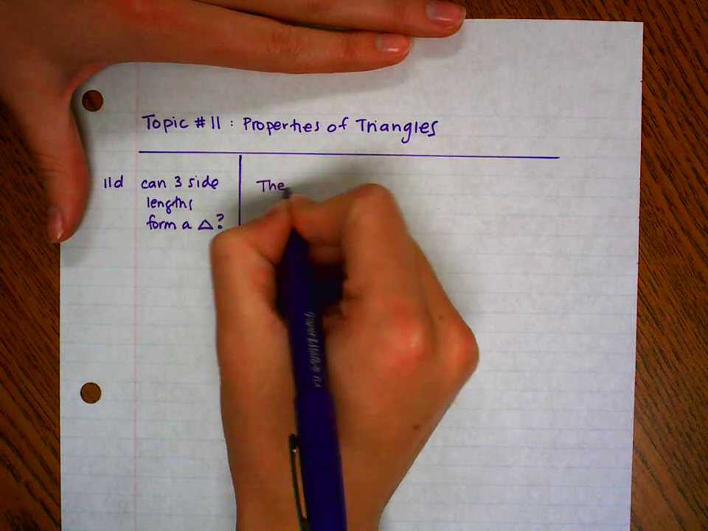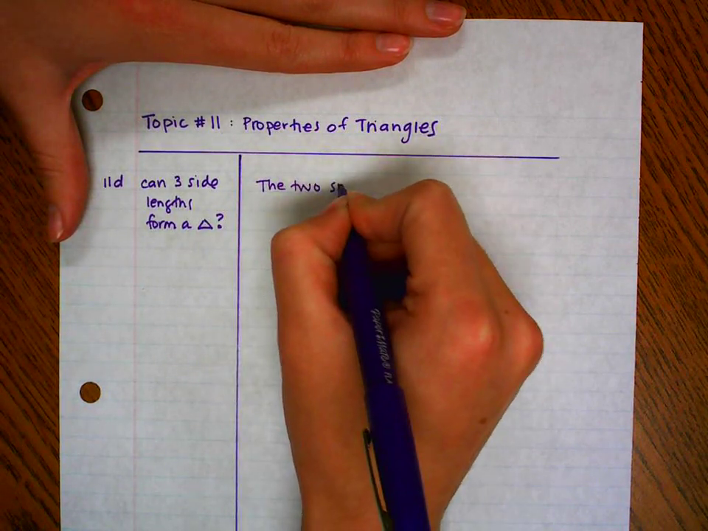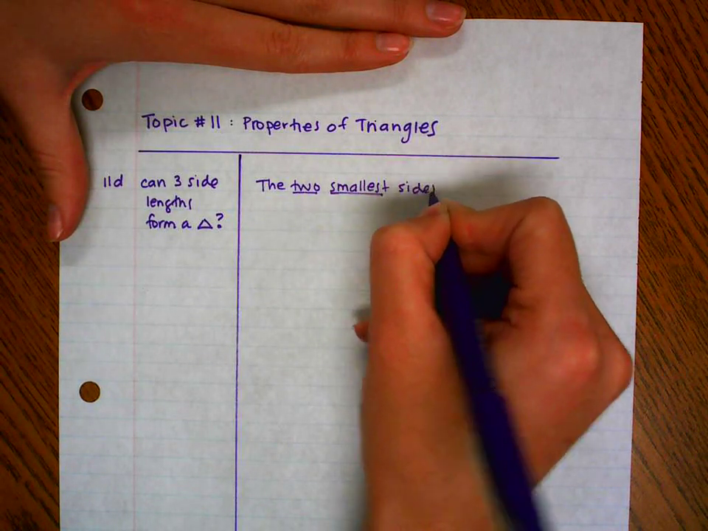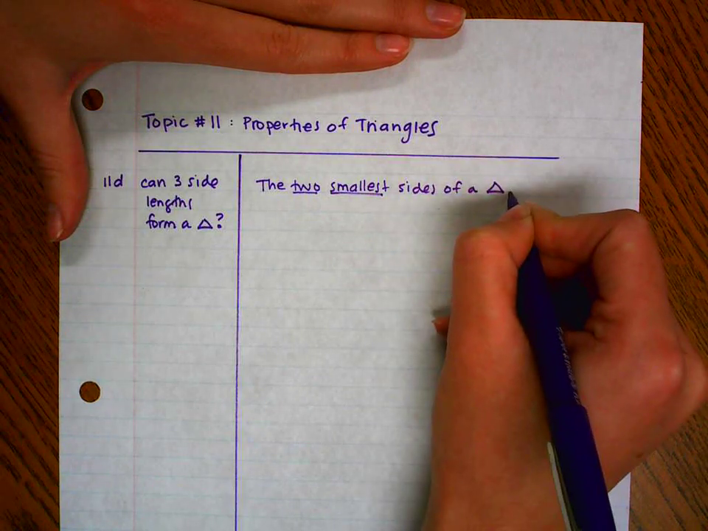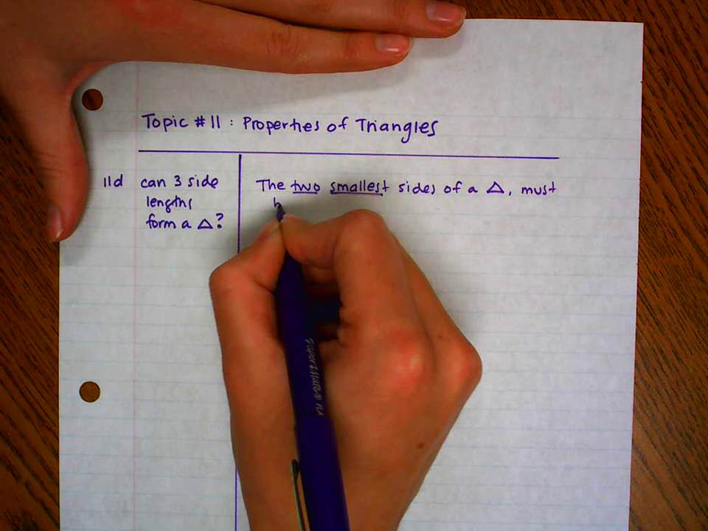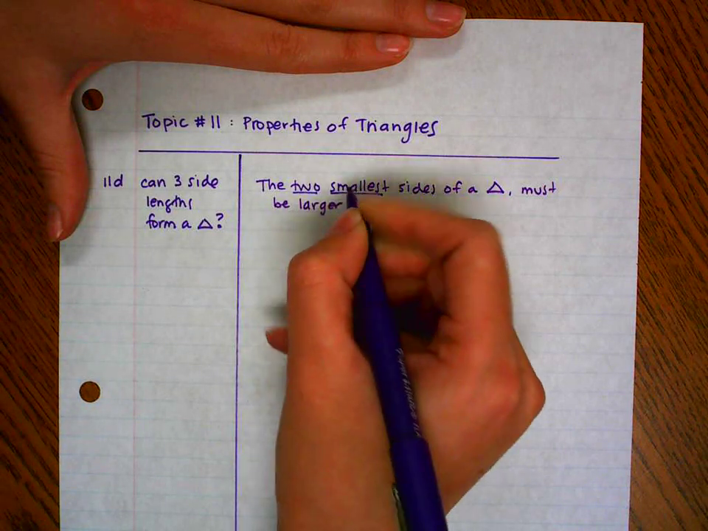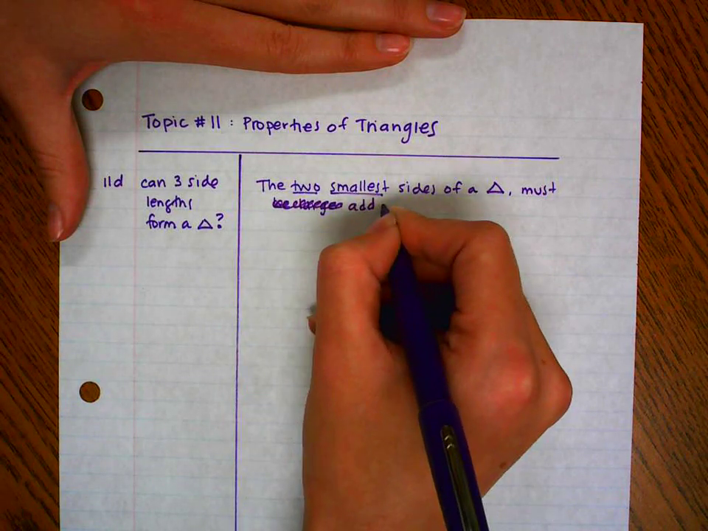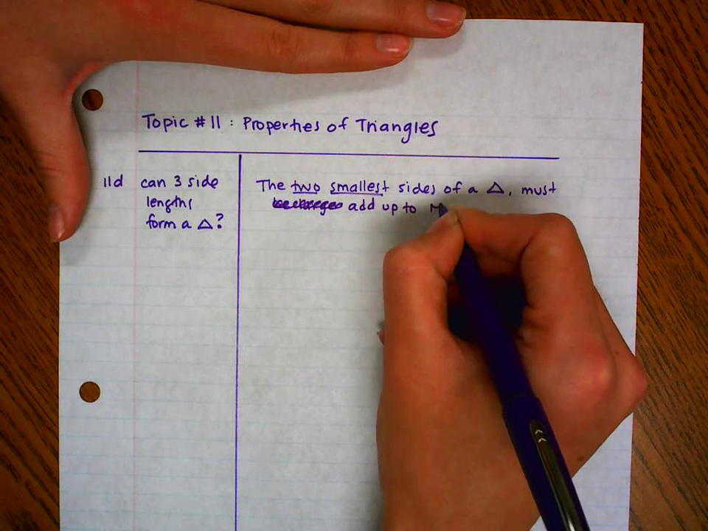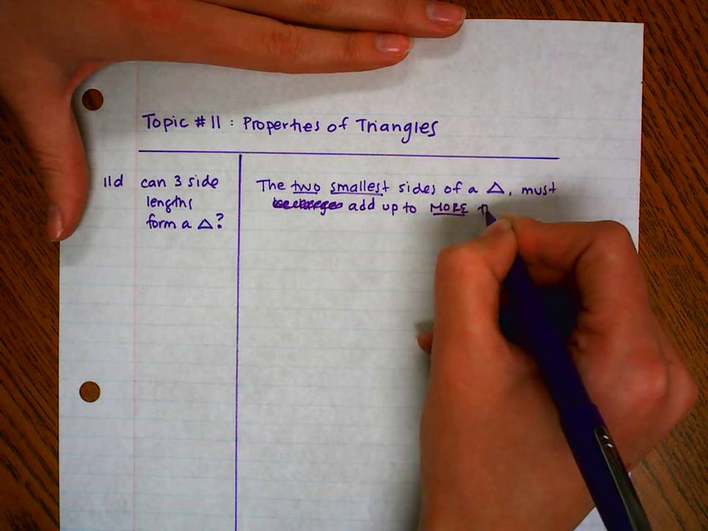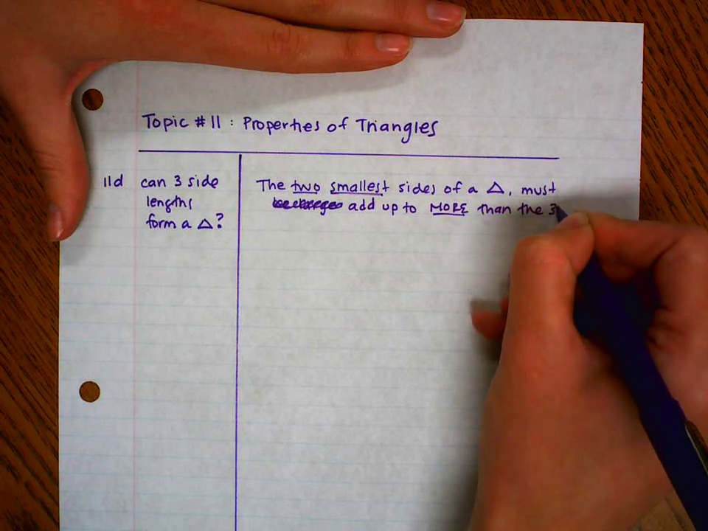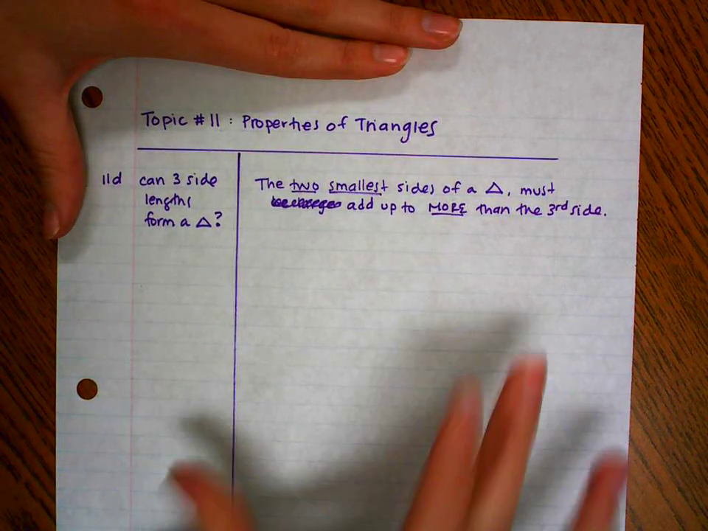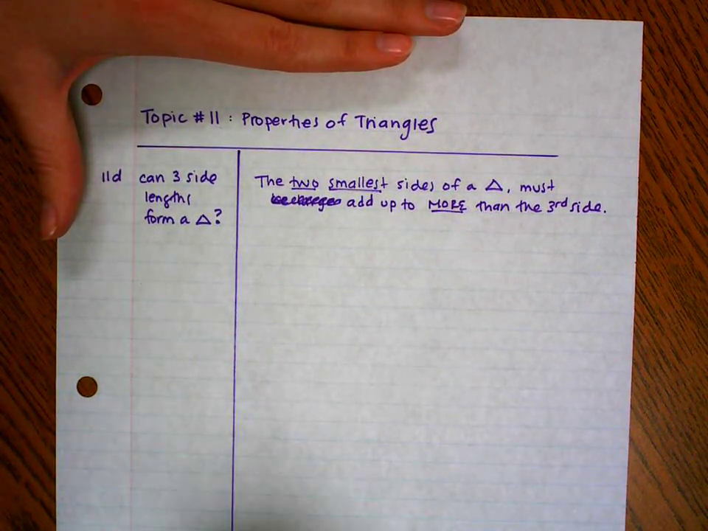So the rule says the 2 smallest sides of a triangle must, sorry, I should say must add up to more than the third side. So let me read that again. It says the 2 smallest sides of a triangle must add up to more than the third side. And let's do 2 examples, and I think it'll make sense why.